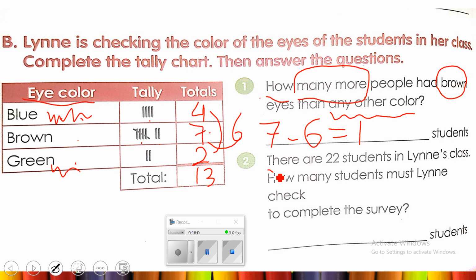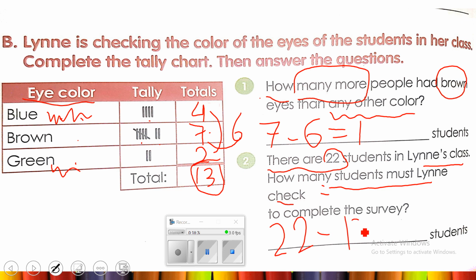Let's see number 2. There are 22 students in Lena's class. How many students must Lena check? So Lena has already checked 13 students. But in the class, we don't have 13 students. We have 22. Lena, you have to go and complete your job. So let's help Lena find how many students she still has to check. Perfect. I compare by subtracting. 22, the greater number, minus 13. Let's subtract now.